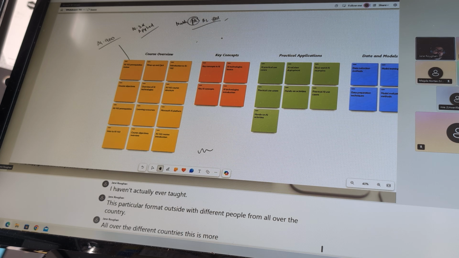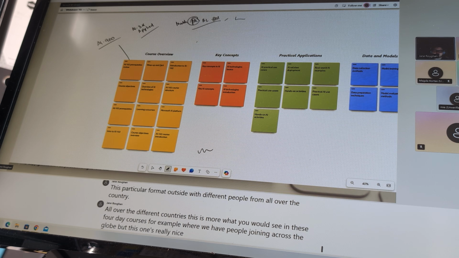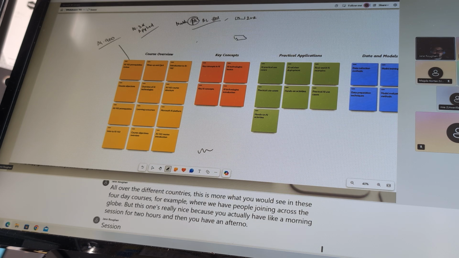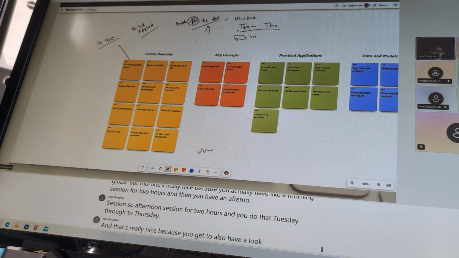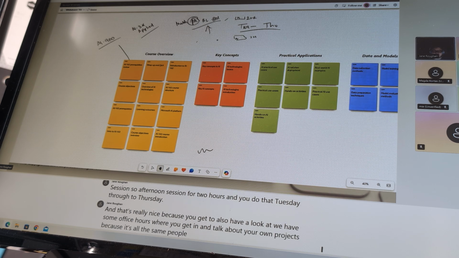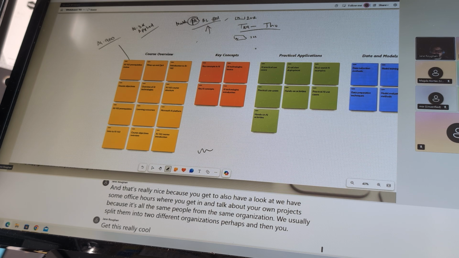That's more what you would see in these 4-day courses, where we have people joining across the globe. But this one's really nice because you have a morning session for 2 hours, and then an afternoon session for 2 hours. And you do that Tuesday through to Thursday. That's really nice because we also have some office hours where you get in and talk about your own projects, because it's all the same people from the same organisation. We usually split them into 2 different organisations perhaps, and then you get this really cool chalk talk, so you don't get bombarded with slides. That's a really nice one to do as well.